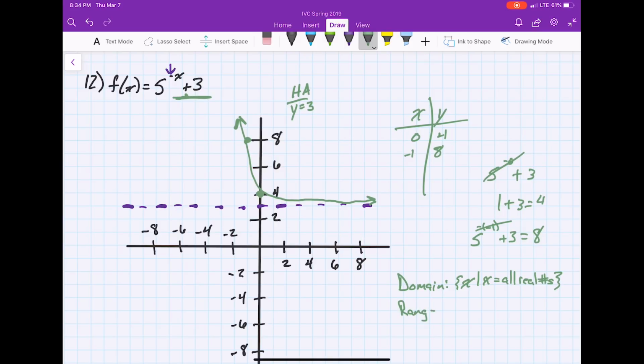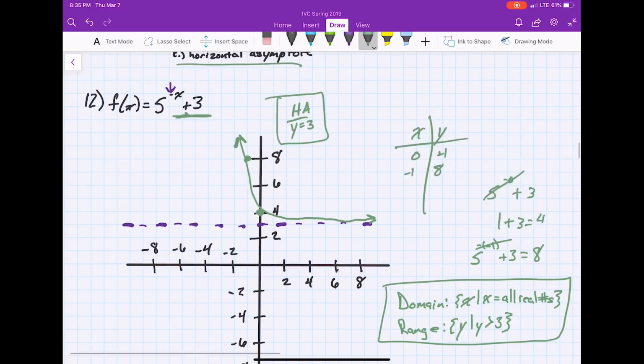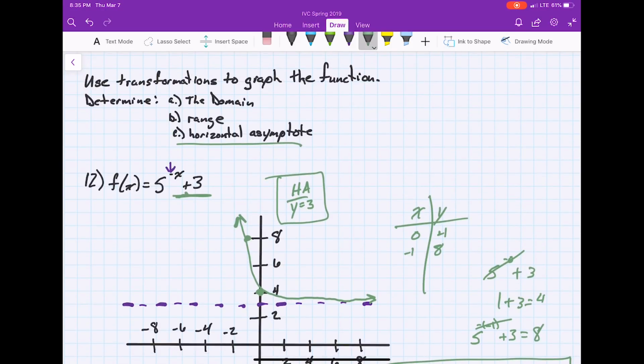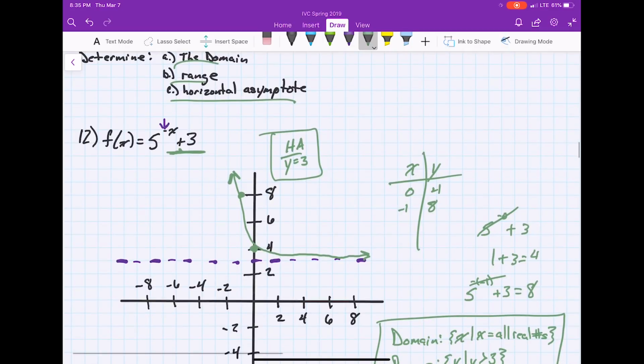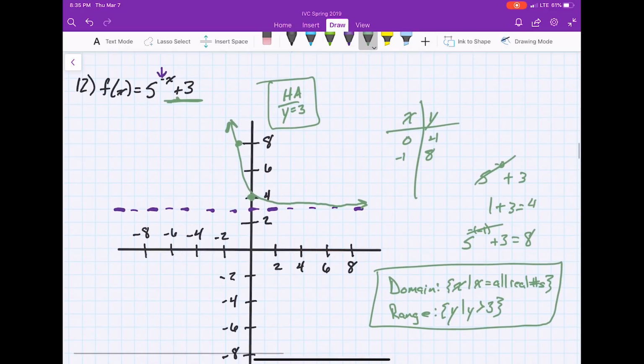However, our range is y such that y is greater than 3, which was our horizontal asymptote, the blue dashed line. So here's the answer for number 12. It's the 3. Well, I guess also this part is part of the answer as well. So we have the domain, range, and horizontal asymptote. All those 3 are the actual answers for this together.